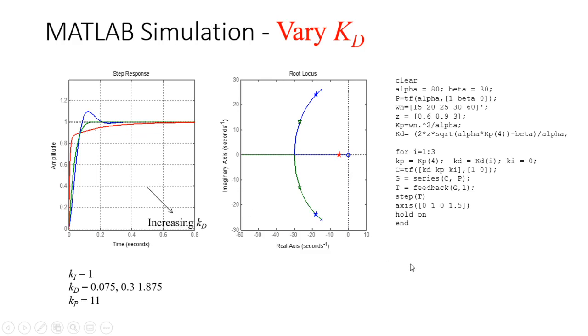So it is actually a lot more complicated than the rules that I showed you in the beginning, where KP will do this and KD will do this. So it's hard to say. It depends on where on the root locus you're moving.